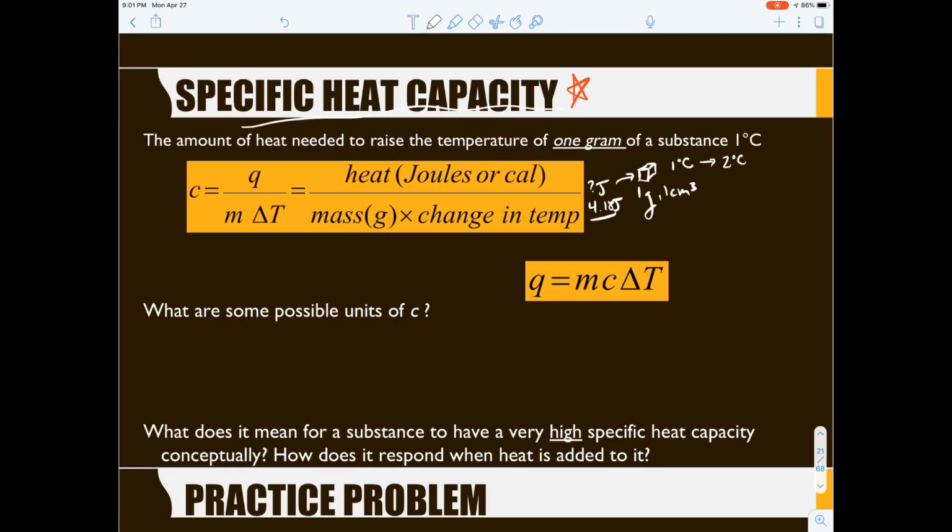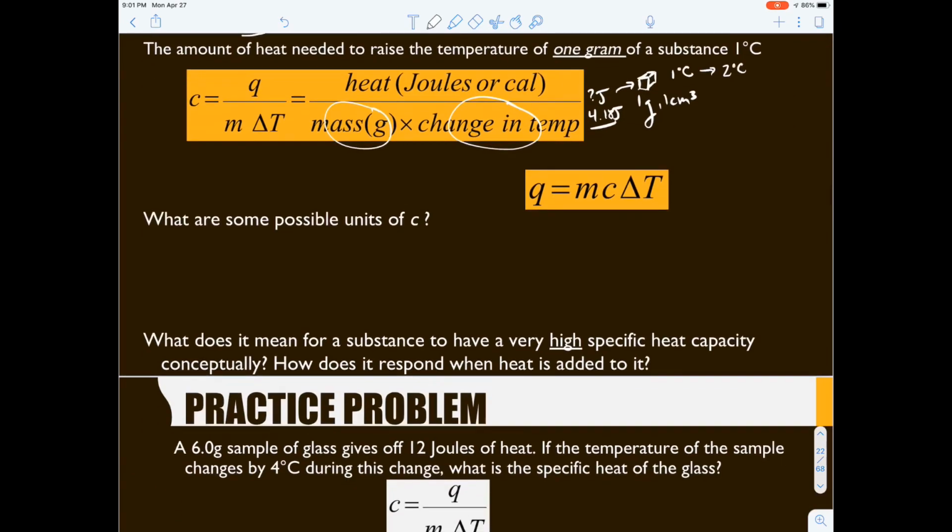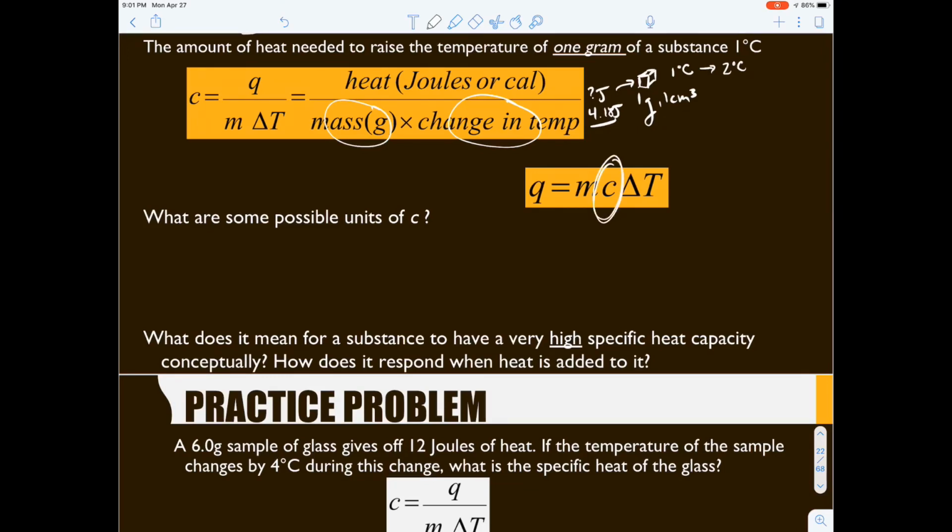Okay? So for other substances, like gold or aluminum, much less heat would be required to change its temperature that much. So it's basically a measure of how much heat is needed to change something's temperature. And it's measured per gram, per change in temperature that you're trying to achieve. Okay, what are some possible units of C given this equation? So C equals Q over M delta T. So C could be joules per gram degrees Celsius. It could be joules per gram Kelvin. And think about, how does a Celsius degree compare to a Kelvin degree? Which one is bigger?